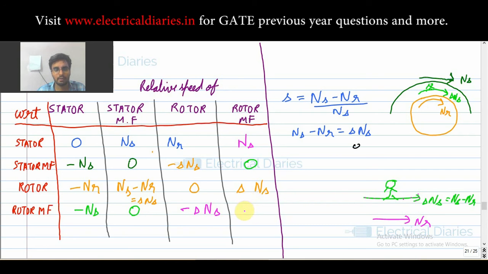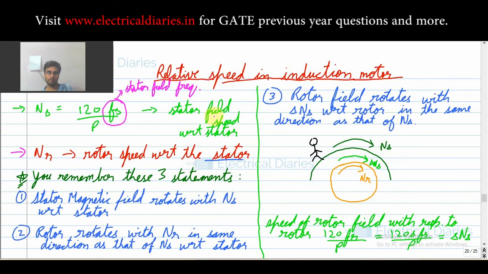Now the last part is rotor magnetic field with respect to rotor magnetic field, it will be 0. So that is all the relative speeds of the induction motor. That is the whole concept. The crucial point is that you always have to remember the three statements that I told you in the starting, and once you remember these statements and the significance of this formula, then you can derive anything. Just with a clear mind you can solve any question. So this is all about the relative speed in induction motor.